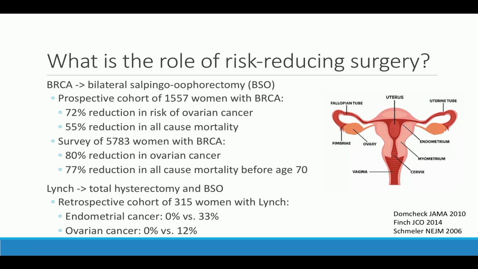And they compared women who had surgery and didn't and found that endometrial cancer developed in 0% of the women who had a hysterectomy, clearly, and 33% of those who didn't, and ovarian cancer was 0% versus 12%. So I think surgery is really much more effective than screening, and so that's why, as GYN oncologists, we consider screening as something that we use as a bridge to surgery for women who haven't completed childbearing and to get them a few more years with all those benefits of having their ovaries in situ.